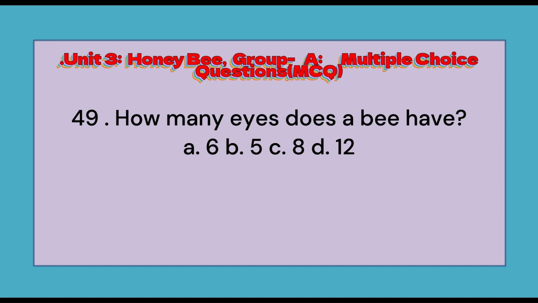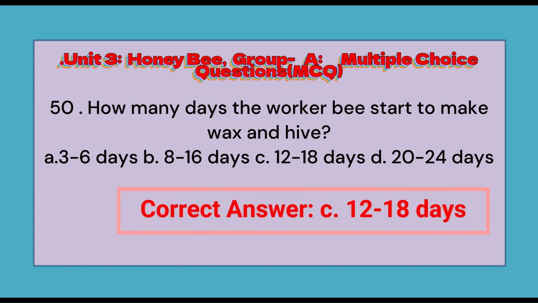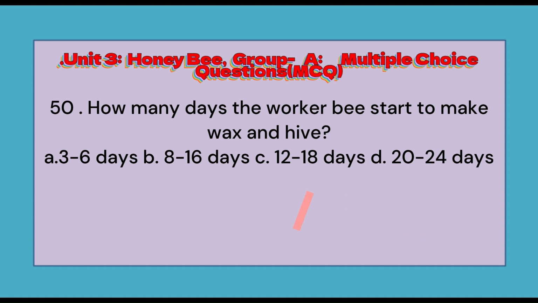A. 6. B. 5. C. 8. D. 12. Correct answer: B. 5. 50. How many days the worker bee start to make wax and hive? A. 3 to 6 days. B. 8 to 16 days. C. 12 to 18 days. D. 20 to 24 days. Correct answer: C. 12 to 18 days.